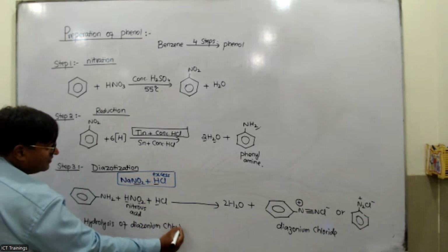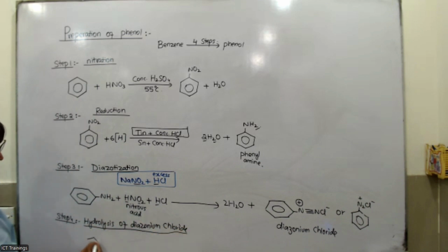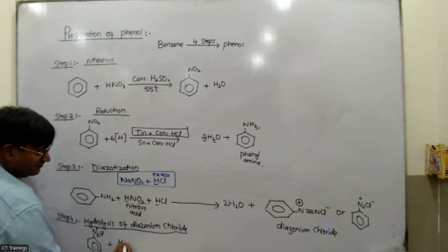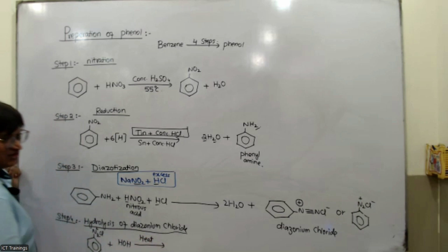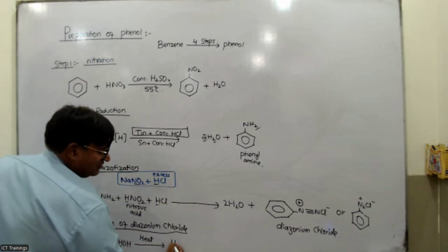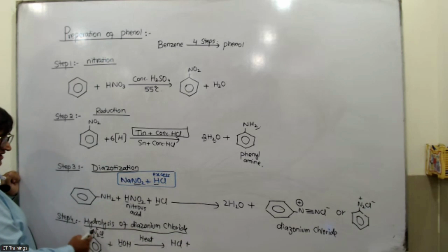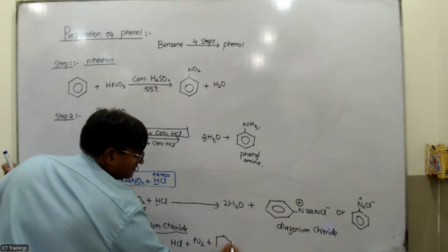This is the last step. Okay, so hydrolysis of diazonium chloride. So this is the diazonium chloride, N2Cl minus. If you react this one with water, HOH, and you provide some heat energy, what would happen, guys? This H and this Cl, that is going to form HCl. That nitrogen would come out in the form of N2 gas, and then you got benzene.